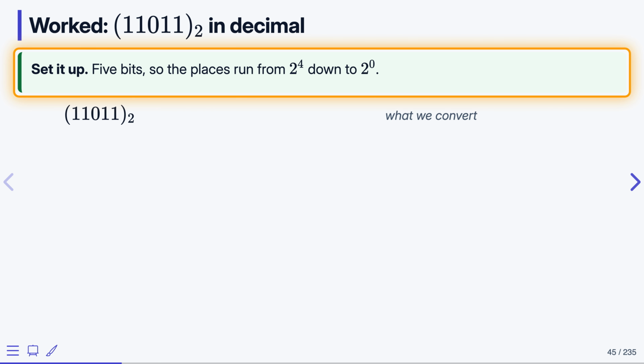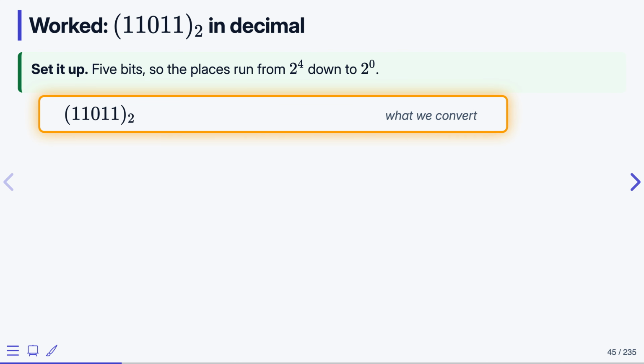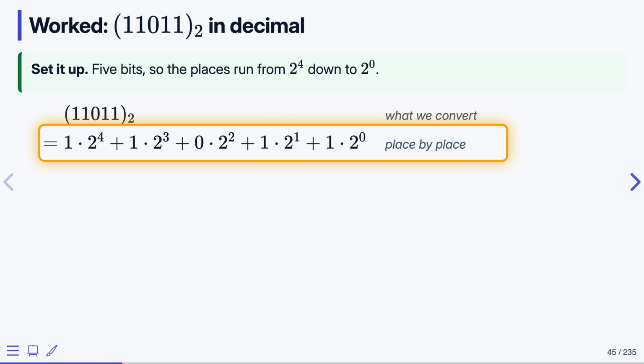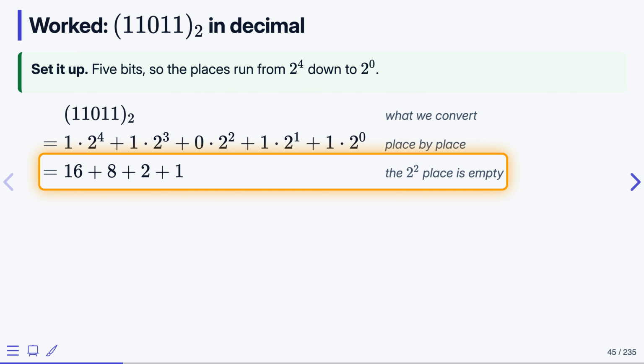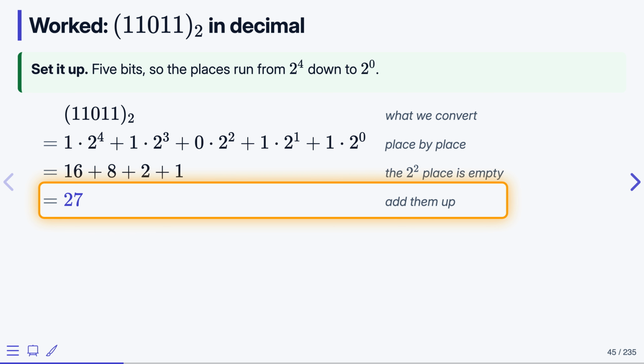This one is shorter, so you can see the whole shape at once. 5 bits, so the places run from 2 to the 4th down to 2 to the 0. Line 0. The number is 11011 in binary. Step 1. Write it place by place. 1 times 16 plus 1 times 8 plus 0 times 4 plus 1 times 2 plus 1 times 1. Step 2. The 4 place holds a 0, so it drops out. That leaves 16 plus 8 plus 2 plus 1. Step 3. Add them. The answer is 27.